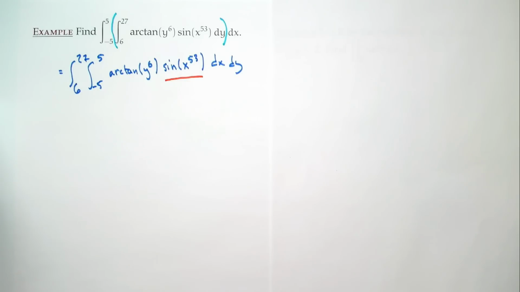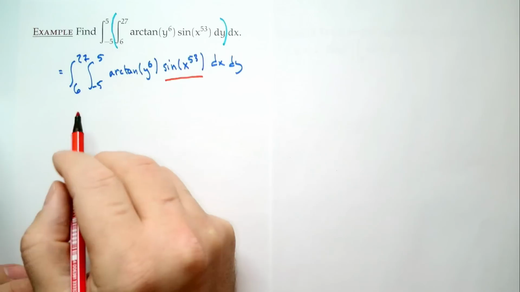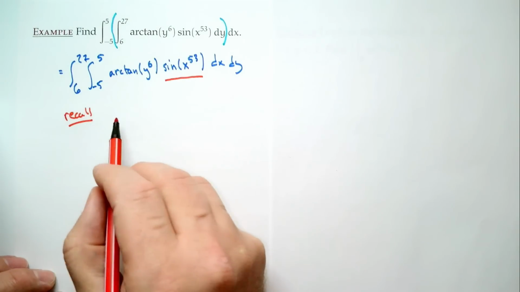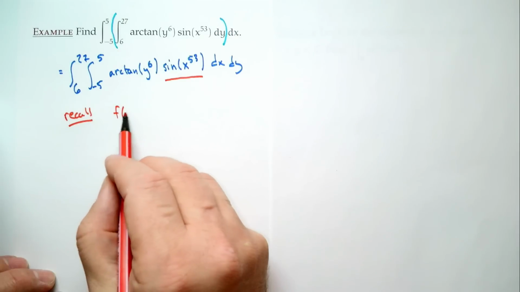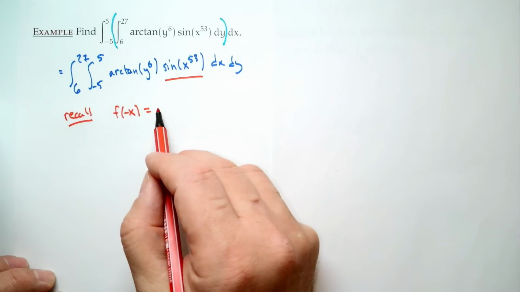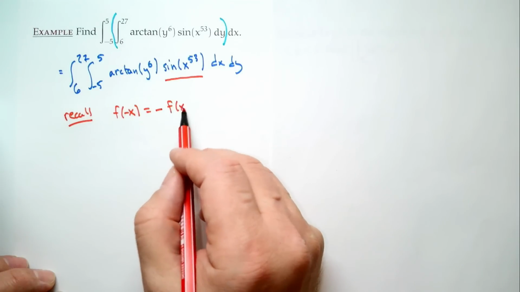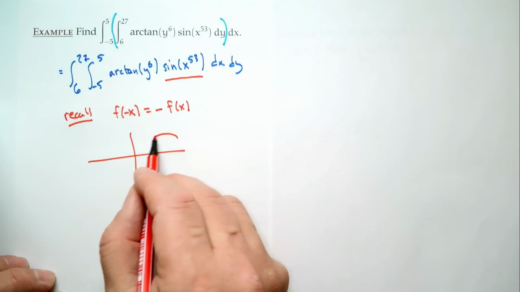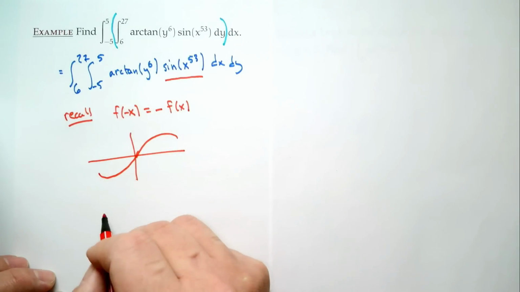We might even say that this function is odd. Okay, it's an odd function. What do we mean by an odd function? An odd function is one where if you plug in -x, what do you get? It's the negative of what you get if you plug in positive x. In particular, an odd function has symmetry that looks like this.